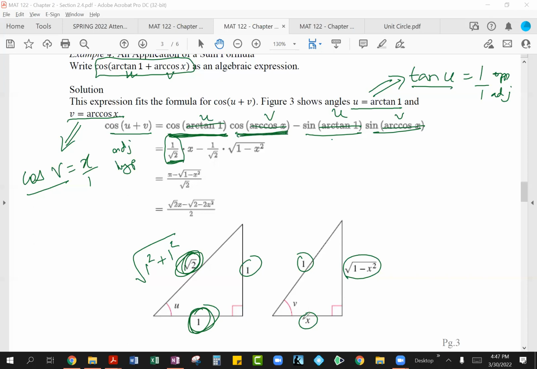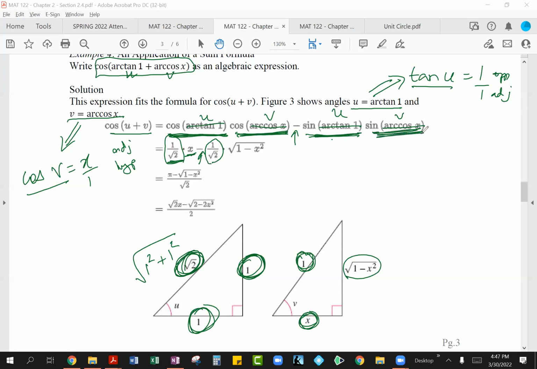Cosine of v, that's going to come from here. So cosine of v is going to be x over 1. So x over 1 just becomes x. So that's where that guy comes from. Minus, that's the minus sign. Then sine of u. So back to the left-hand side triangle, sine of u will be opposite over hypotenuse. So again, that's where this fraction comes from.